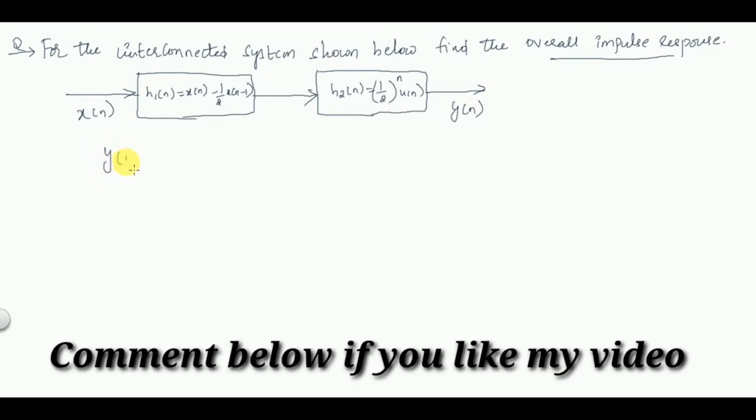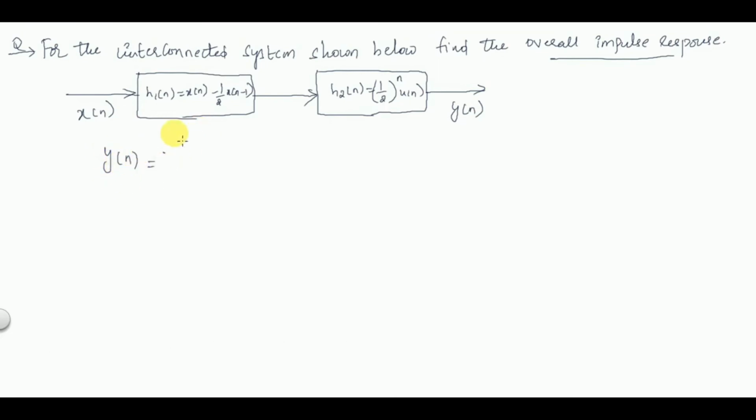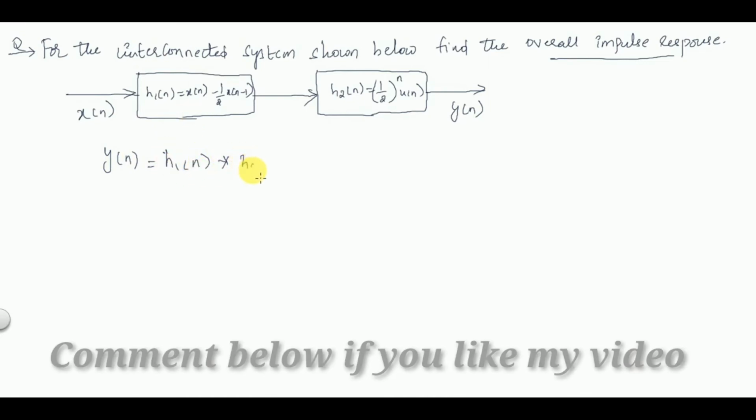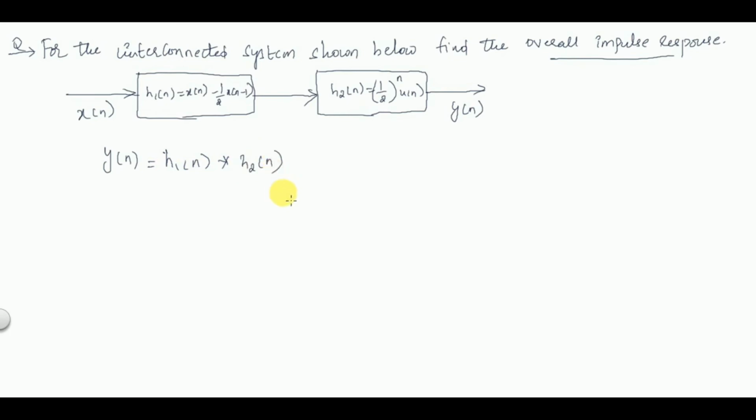So y of n is equal to h1 of n convolved with h2 of n. Because when the input is an impulse, the overall impulse response is this one. So it is equal to x of n minus 1 by 2 x of n minus 1, convolved with (1 by 2) whole power n into u of n.